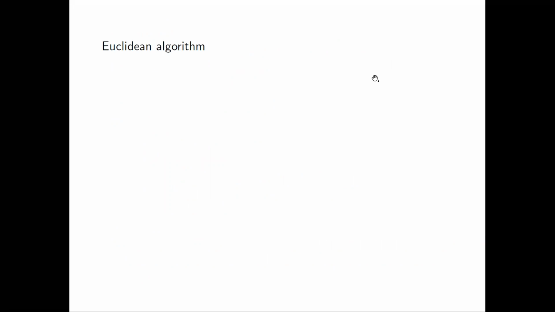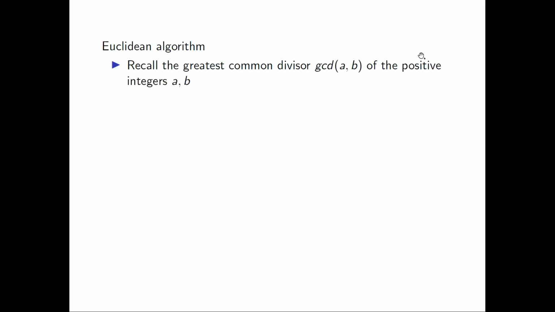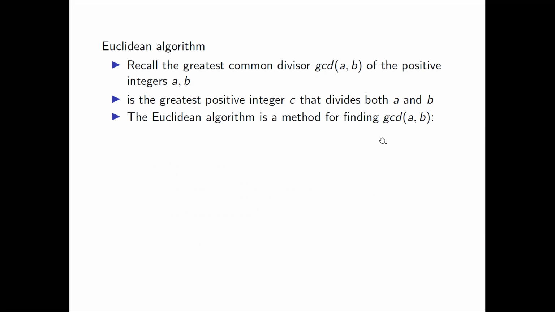Let's also look at another example of a decrease and conquer algorithm. This one, the Euclidean algorithm, you might have seen before when you learned about the greatest common divisor. So the greatest common divisor, just to review, of two integers a and b, which we'll assume are positive, is the greatest positive integer c that divides both a and b. And the Euclidean algorithm gives us a method for finding the greatest common divisor mechanically. So here's how we can do it.